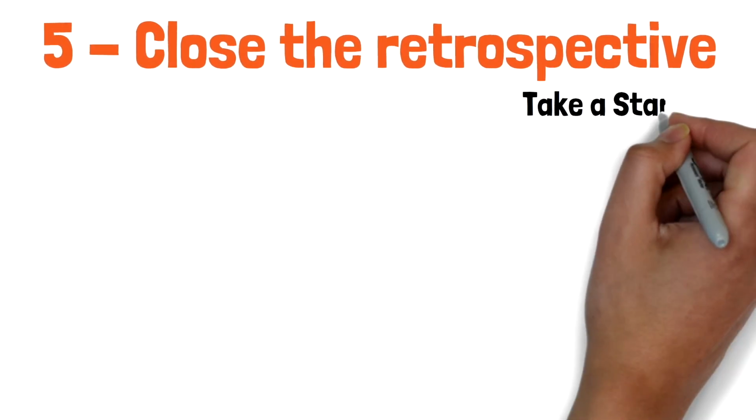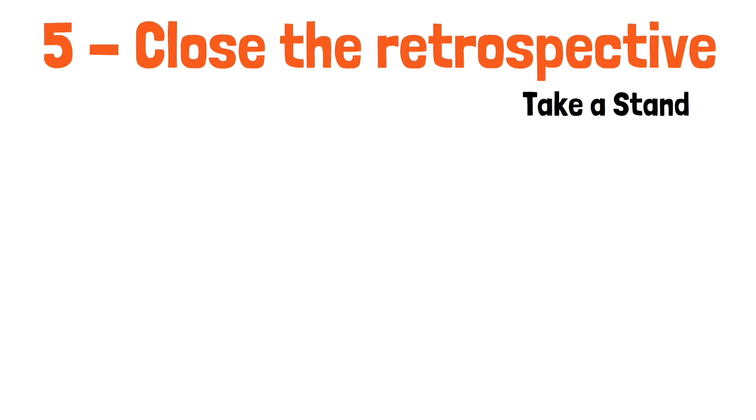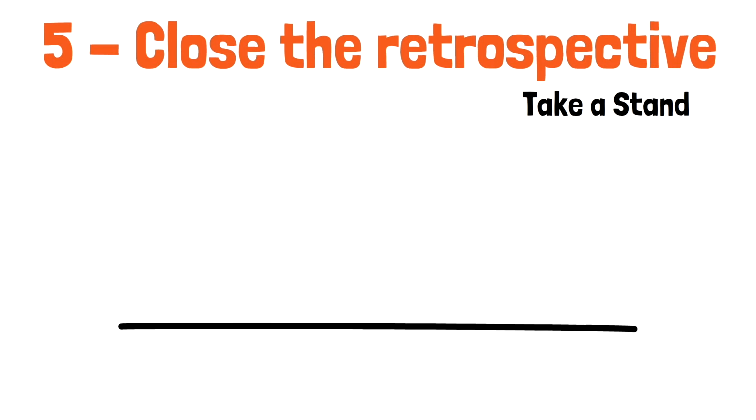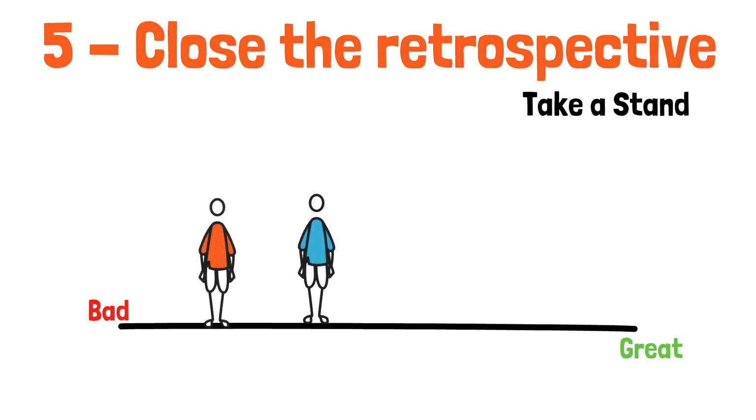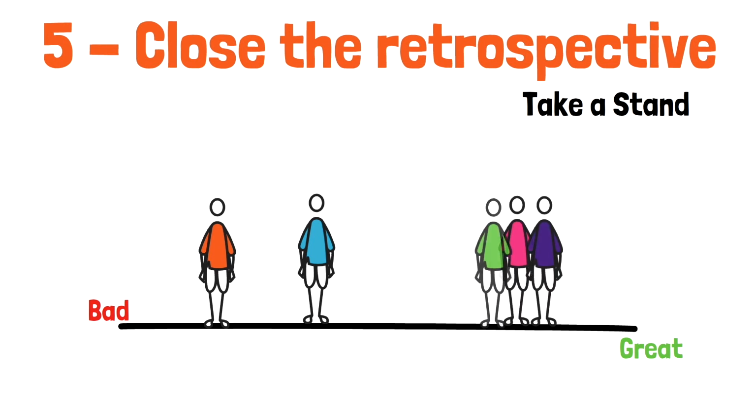Finally, we move to the closing of the retrospective. And here we can use the take a stand exercise. The team facilitator can use masking tape to create a big scale on the floor. Mark one end as bad and the other one as great. And then ask participants to stand on the scale according to their satisfaction with the retrospective. And then you can ask the group if they want to share anything related to the retrospective.